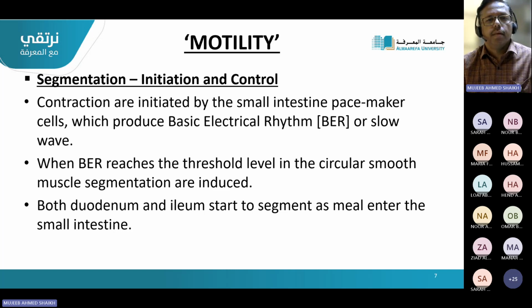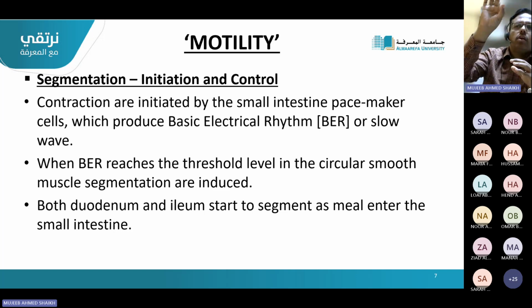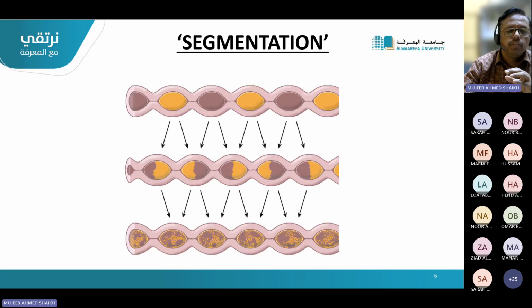This is known as basic electrical rhythm. This change in the potential of the cells of the smooth muscles of the small intestine is known as basic electrical rhythm. And because of the basic electrical rhythm, if they reach the threshold, there will be contraction. And this contraction will be in the form of rings of contraction, which will divide the small intestine into segments.